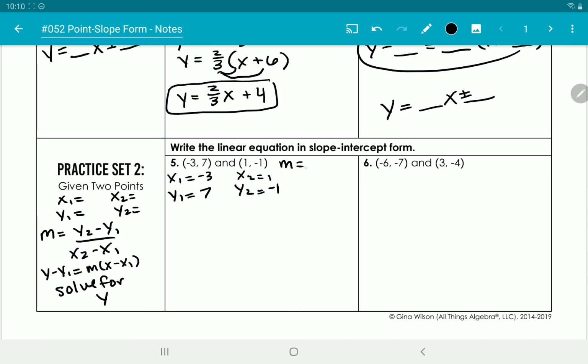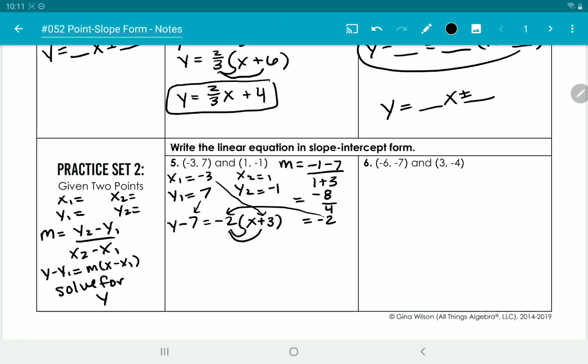Now for the slope, we need y2 minus y1. So y2 is -1 minus y1 is 7, divided by x2 is 1 minus x1 is -3, so we're going to change that to a +3. Then if we simplify that, we get -8 divided by 4, which is -2. So now we're going to do y minus y1. y1 is 7 here. Equals, slope is -2. We got that here. Times x minus, and then x1 here is this -3, so we're going to change it to a +3. And now we just have to solve for y.